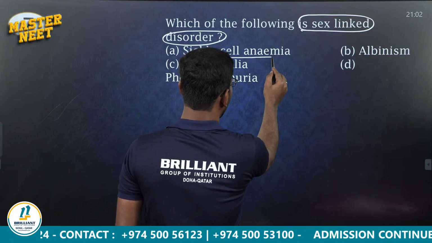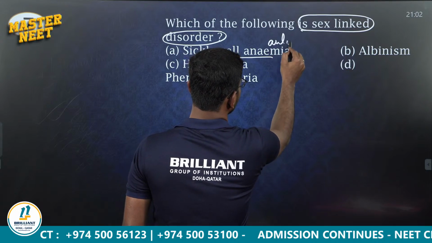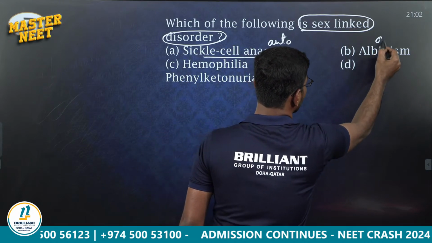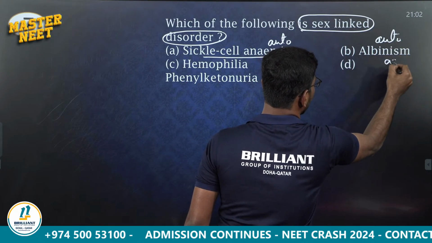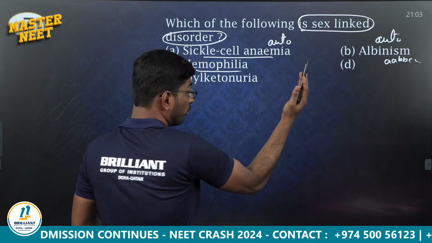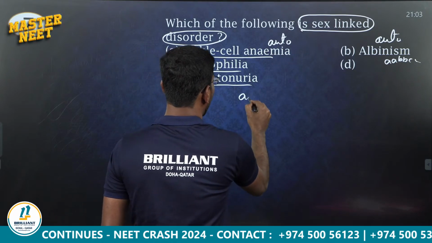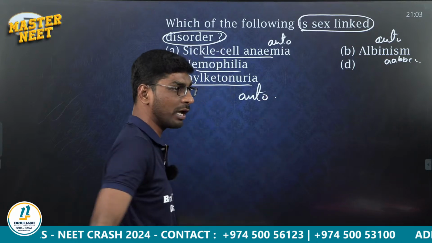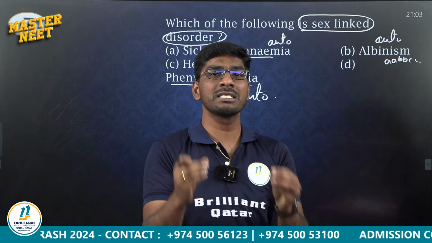Sickle cell anemia, autosomal. Albinism, autosomal. Albinism means small a, small a. Last, hemophilia. You have to cross check. Phenylketonuria, autosomal. So what is the answer? Answer fast. Very good. Simple.